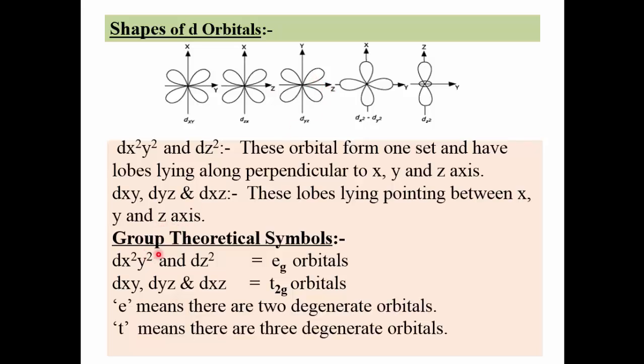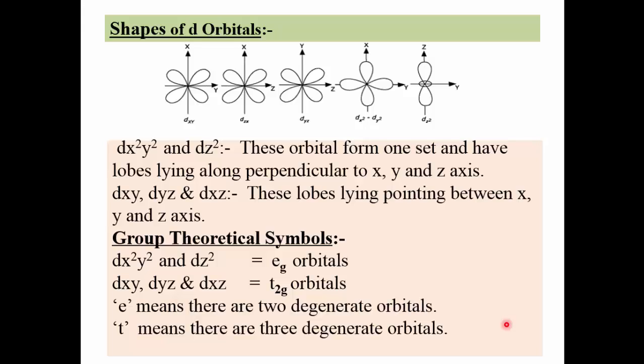Now see group theoretical symbols. Dx square minus y square and dz square, as the lobes are along the axes, these orbitals are called eg orbitals. While dxy, dyz, dxz, these orbitals are called t2g orbitals. E means there are two degenerate orbitals. T means there are three degenerate orbitals. So in this way, the 5 d orbitals are divided into two groups.